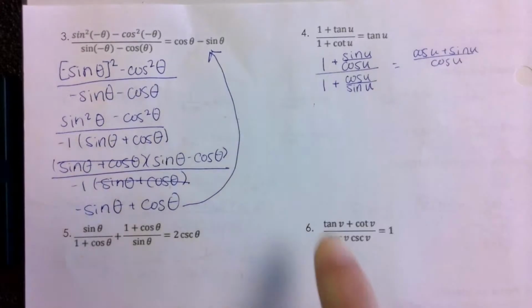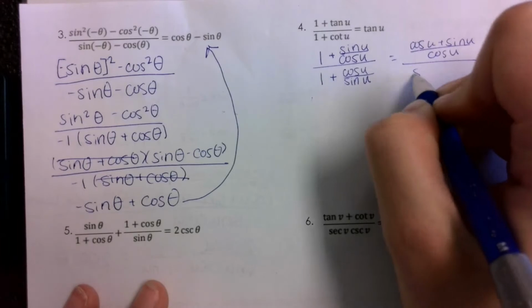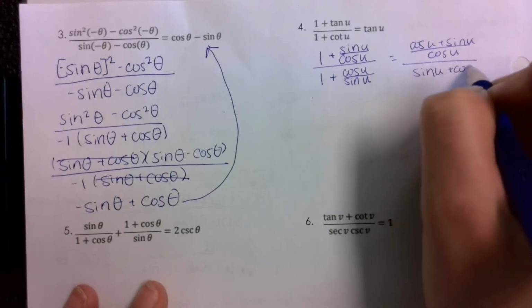And then same idea in the denominator, so we'll multiply by sine this time. So that's going to be sine plus cosine over sine.